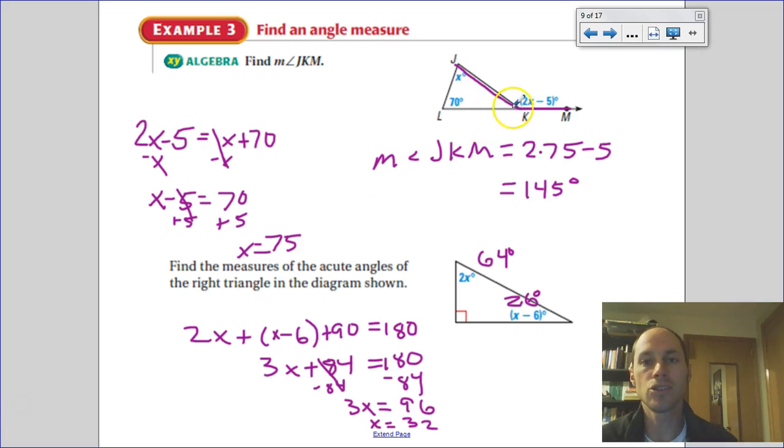Okay, so I know angle JKM is an exterior angle. It would be equivalent to the sum of the two non-adjacent interior angles. So I set up my equation and found x equals 75. Plug that back into the equation to get 145. Bottom one, I know all three angles add up to 180 degrees. So I set up my equation, solve to find x is 32. Then I can put 32 back in for x to find 64 degrees and 26 degrees.